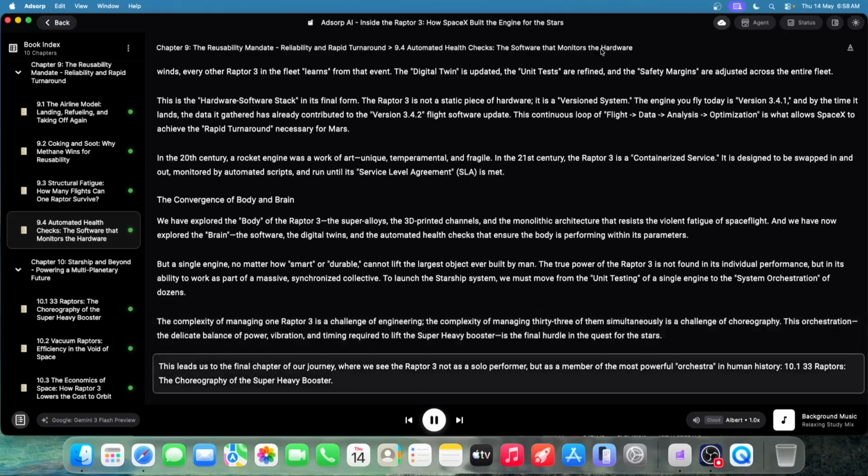And this leads us to the final chapter of our journey, where we see the Raptor 3 not as a solo performer, but as a member of the most powerful orchestra in human history, 33 Raptors: the choreography of the Super Heavy booster.